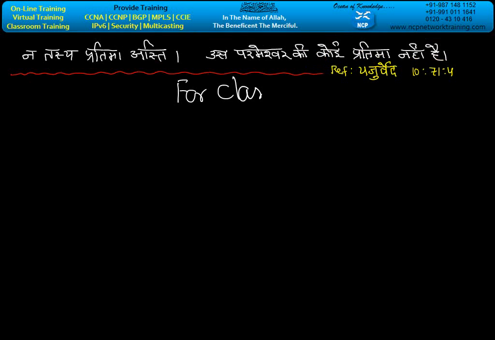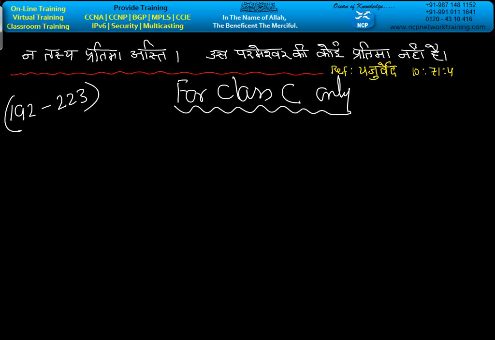For class C only. This is the pattern for class C only. As we know, the range of class C is 192 to 223 in the first octet. If any number has a first octet from 192 to 223, that IP belongs to class C. The mask of class C is 255.255.255.0. If you do not define it, the machine will take it by default.